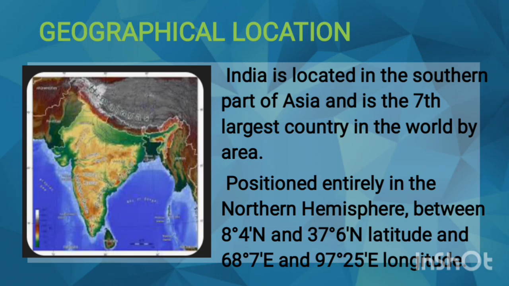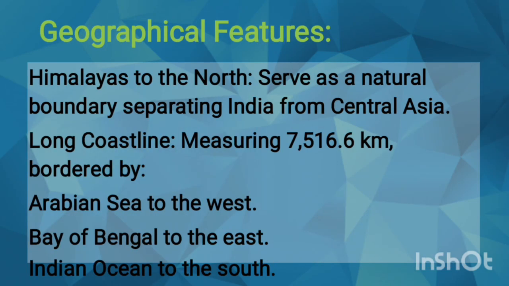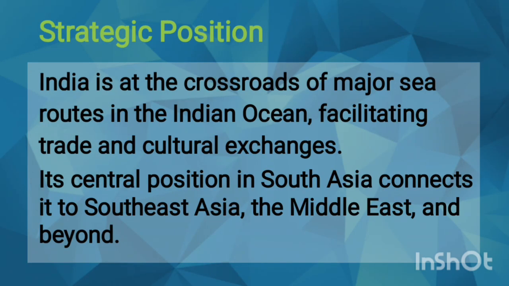Geographical features. India is bounded by the Himalayas to the north, which separates it from Central Asia. It has a long coastline measuring 7,516.6 km, bordered by the Arabian Sea to the west, the Bay of Bengal to the east, and the Indian Ocean to the south. Next one is strategic position.